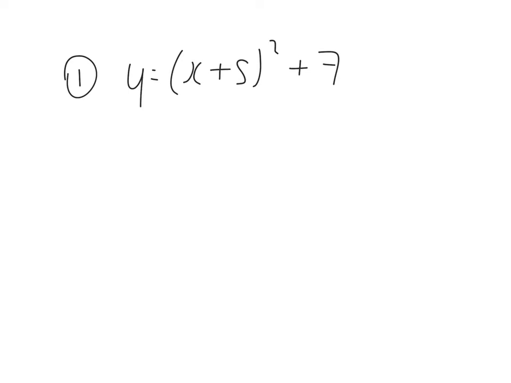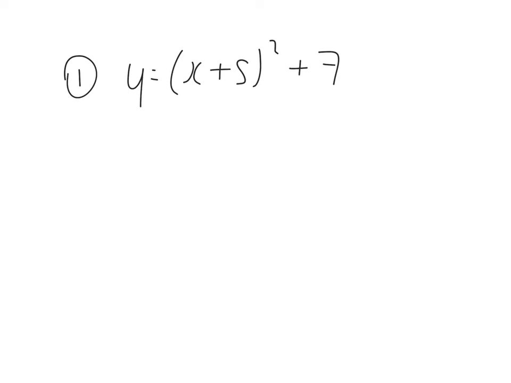N5 section 12. So this is just a wee bit more of a detailed look at quadratic curves with completed squares and some other features. So let's look at a couple of these and what might be asked. So y equals (x plus 5) all squared plus 7.